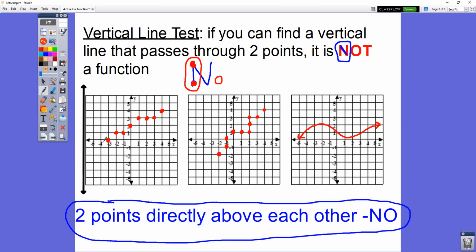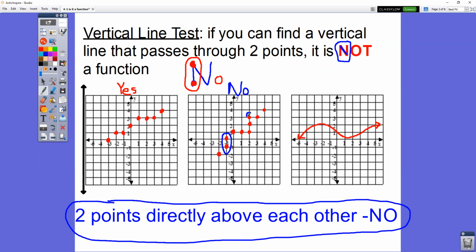So let's take a look at this first example. Anywhere on this graph, are there 2 dots directly above each other? No, there's not. Therefore, our answer to this one is yes. When we take a look at our middle one, notice that I have 2 dots directly above each other right here that I circled in blue. Anytime that you have 2 dots right above each other, that is a no.